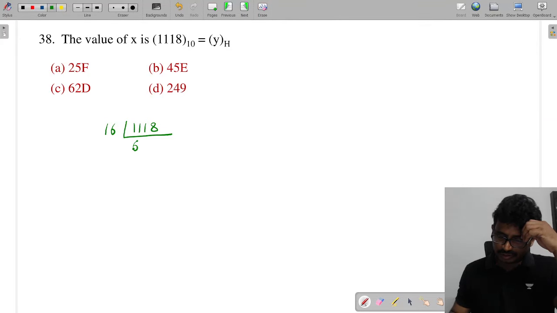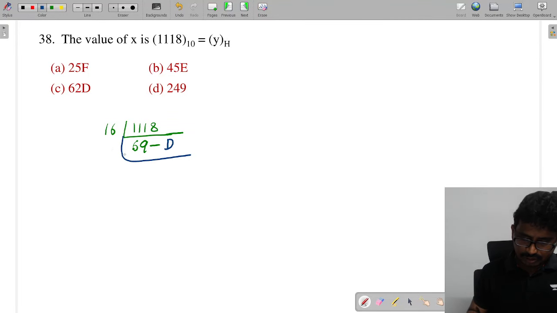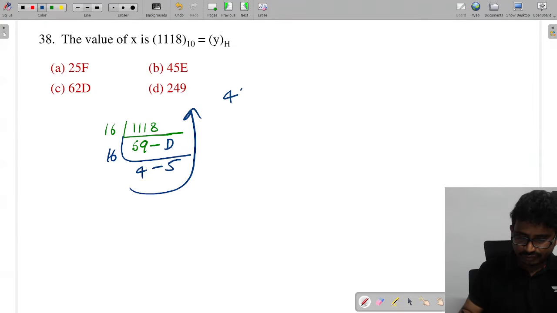158 means what, tell me now? 16 into 9, how much is this value? 144 minus 156 now, so how much will come here? 12 is left. So this is 6 and this is 9. So this is what terminal? 12. 12 means how much now? A, B, C. C. A, B, C, D. Sorry, D now. This is D. Next, again 16. So here 4, this is 5.